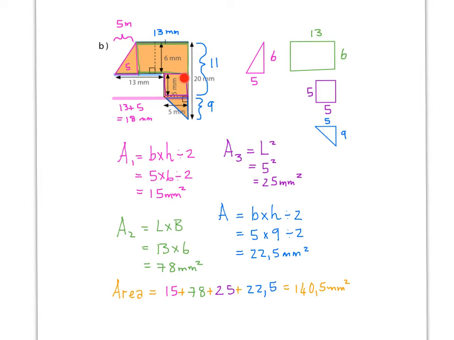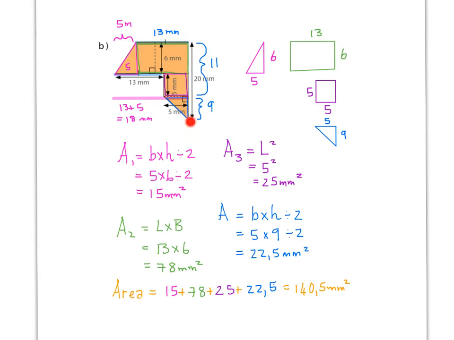Then this was quite straightforward. Those lengths didn't change. That was given to you as 6 and that was given to you as 13 because of that marking. So that's your second area. Your third area was also quite easy. That was given to you as 5 and that was given to you as 5, so it's a 5 by 5 square. The only other challenge in this was this little triangle here.